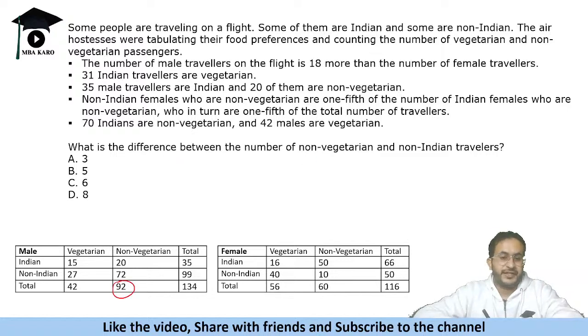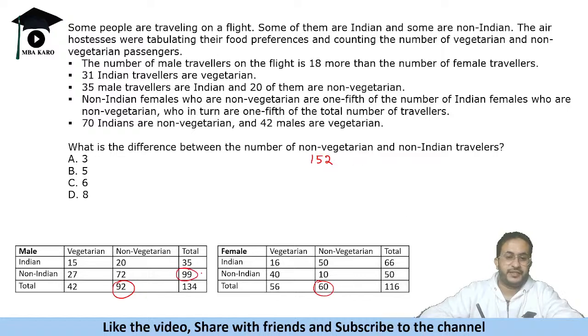Non-vegetarian, how many? 92 and 60. So non-vegetarian travelers are 152, and non-Indian are 99 and 50. So 149 non-Indian travelers. So the difference is 3. Okay, so this is the solution and the answers to the questions.